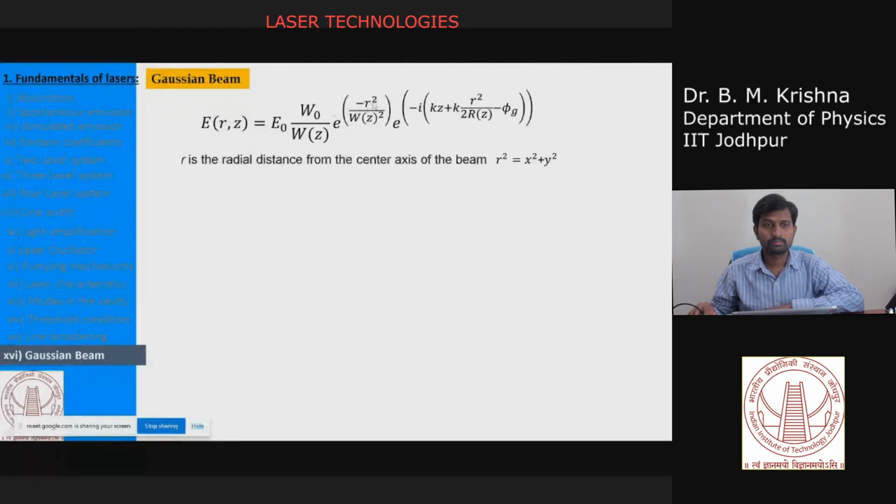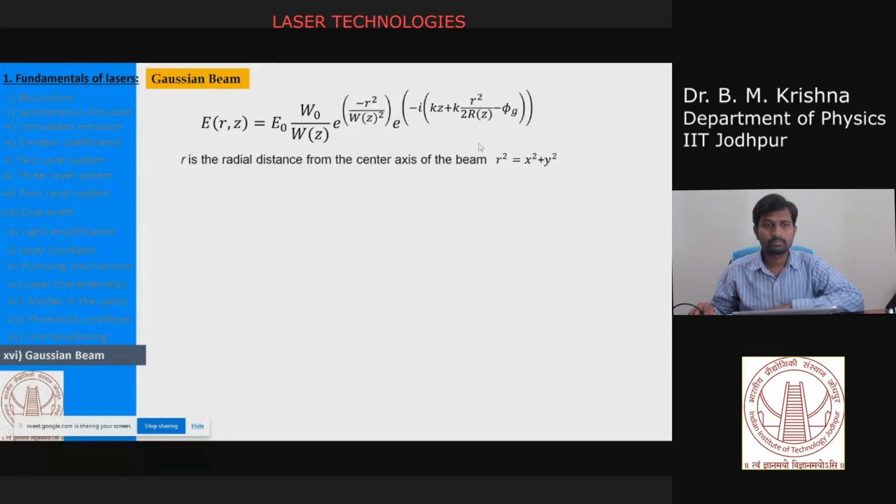As the radial distance changes, the term e power minus r square by W of z square plays a crucial role. The other e power term represents the phase of the wave. So this whole part gives you your amplitude and this whole part gives you your phase. The amplitude is a complex amplitude, not simply a constant E naught; it varies along the spatial directions. That's why the Gaussian beam amplitude is always a complex profile.